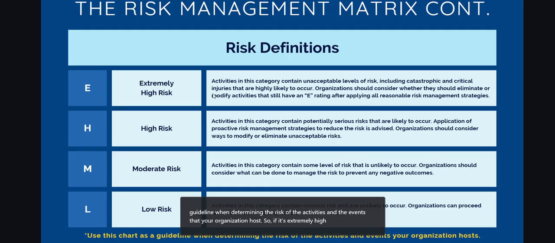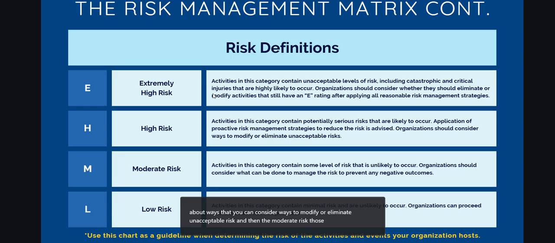So if it's extremely high risk, these are going to be activities that are completely unacceptable. You really don't want to have them, especially not on a college campus. They could be catastrophic, they could be critical, they could hurt someone. So just tailor it back, bring it all the way back. Your high risk management includes activities in this category that are serious risks that are likely to occur. Just kind of being proactive on some of these things, thinking about strategies, and thinking about what needs to happen. So planning in advance, thinking about ways that you can modify or eliminate unacceptable risk.